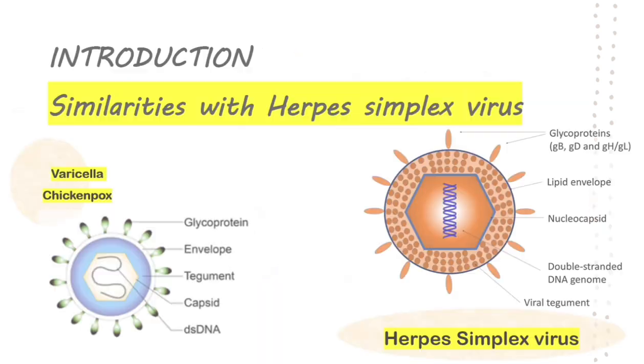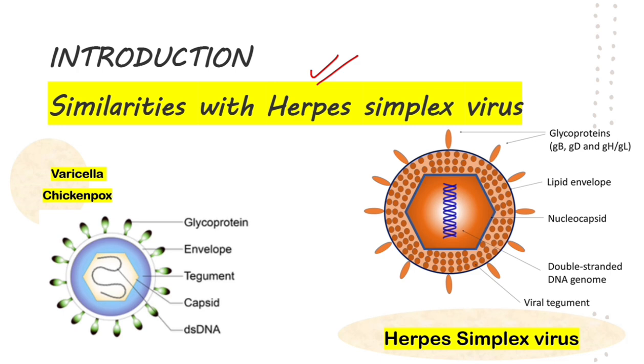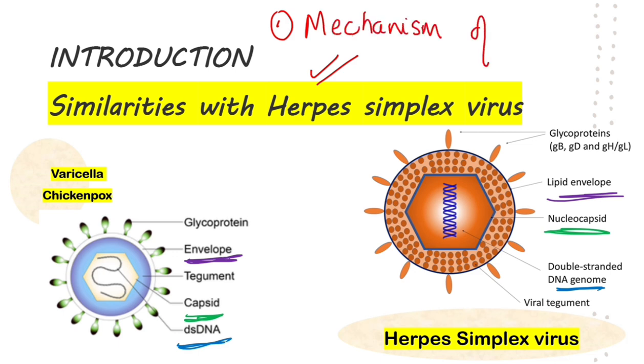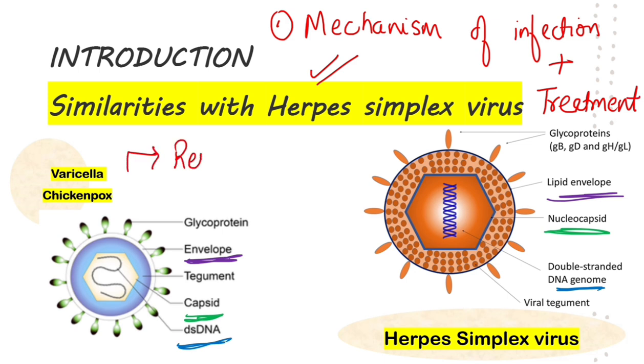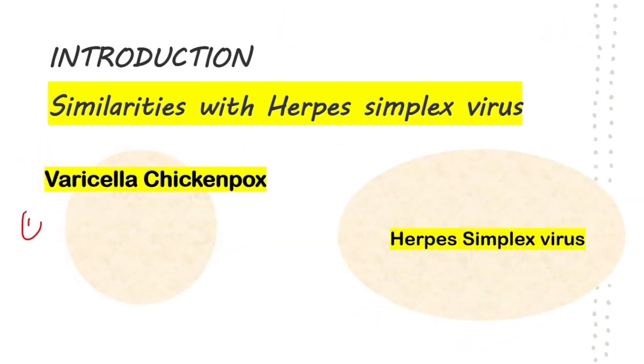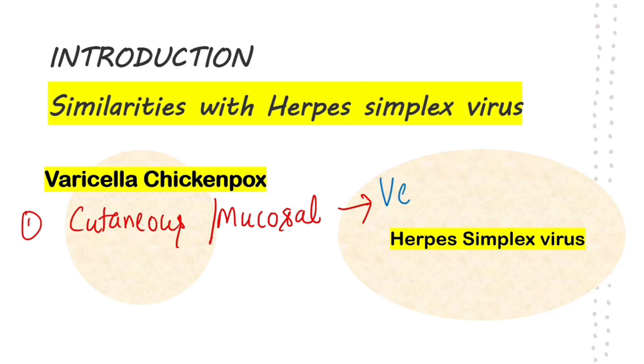Now, varicella zoster virus shares structural similarities with herpes simplex virus, such as the DNA core, a protein capsid, and a lipid envelope. These similarities aid in understanding the mechanism of infection and potential treatment options for varicella zoster viral infections. Microscopically, there is remarkable resemblance between varicella zoster virus and herpes simplex virus. Both the infections typically are present in cutaneous or mucosal forms as vesiculo-ulcerative eruptions.